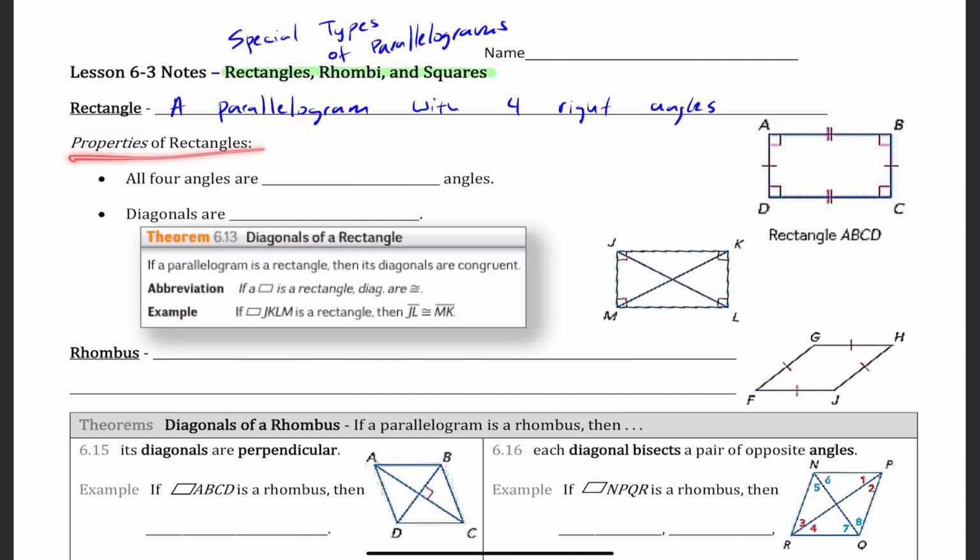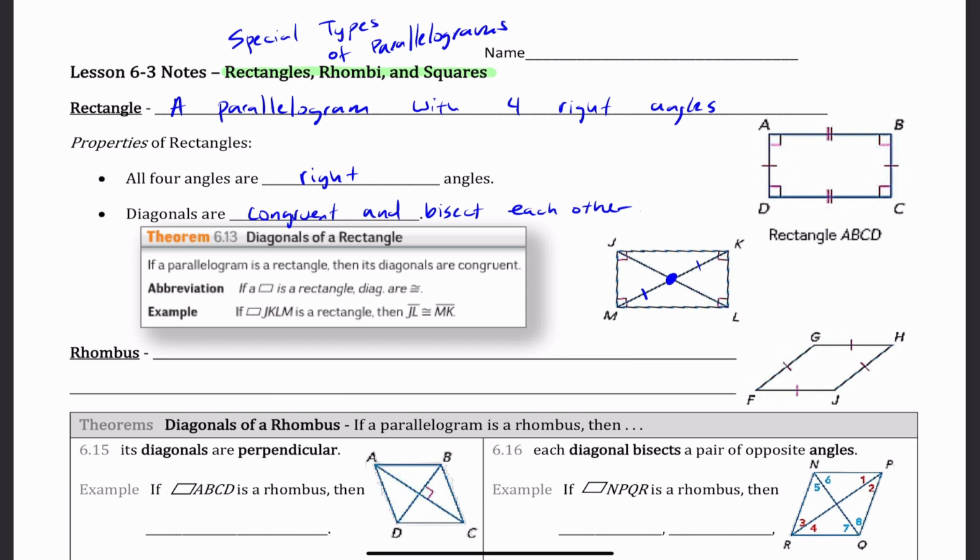The properties of rectangles: all four angles are right angles, and the diagonals are congruent and bisect each other. Okay, so here I have my rectangle. These diagonals bisect each other at a midpoint, meaning that this segment here is congruent to that segment. So I'm going to draw a tick mark there and a tick mark there. And since this is the midpoint of this segment as well, that means that this segment has to be congruent to that segment.